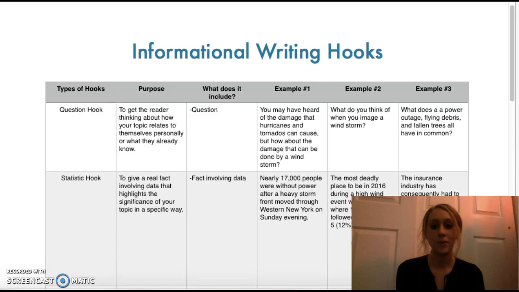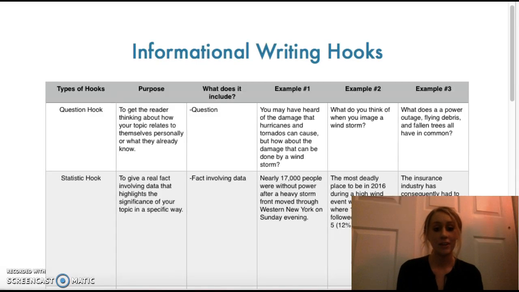Since we've been focusing on thinking about how someone could survive a windstorm as we've been going through and talking about different important parts of informational writing in many of our lessons, when we take a look at the different techniques and types of hooks that you can use to begin your informational writing pieces, we are going to continue to think about how we might do this on the topic of how to survive a windstorm.